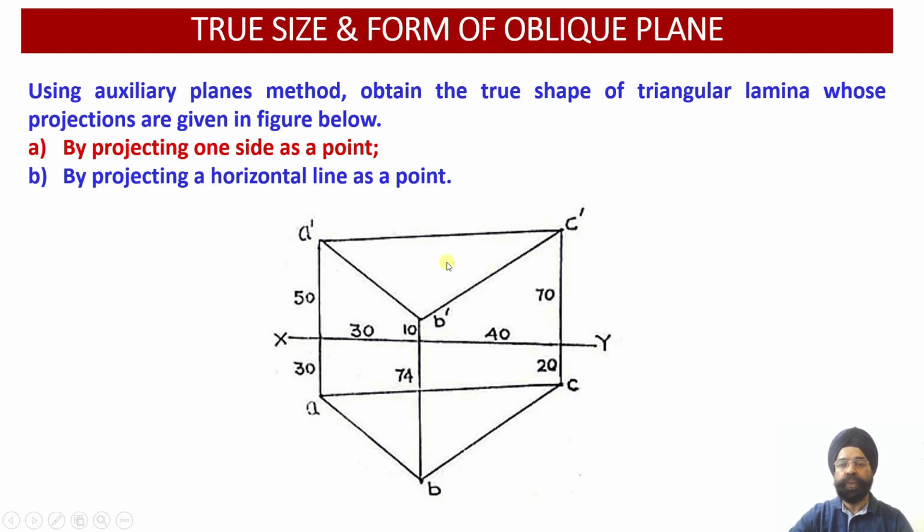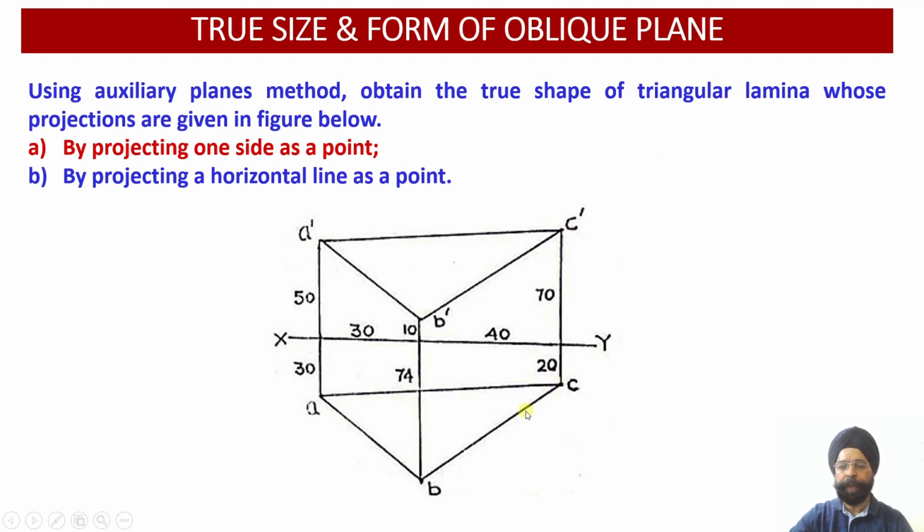So either you can pick up any edge in the elevation, or you can pick up any one of these 3 edges in the top view. So whichever edge you want to pick up, we are going to draw an auxiliary plane parallel to that particular edge. So if you are picking up any of the edges in the front view, we are going to draw the auxiliary inclined plane parallel to that particular edge.